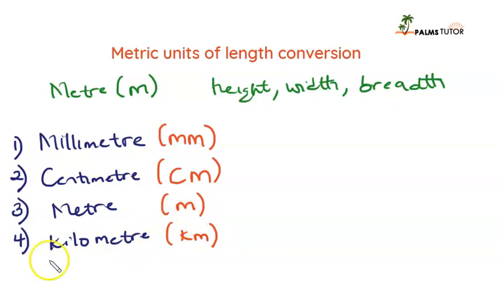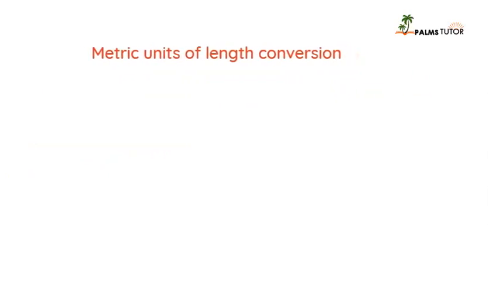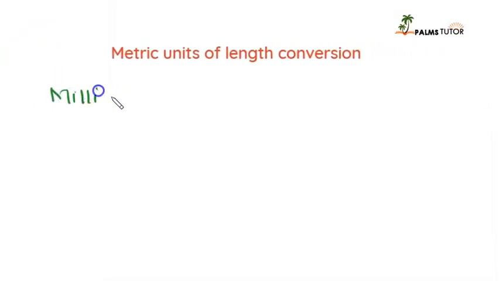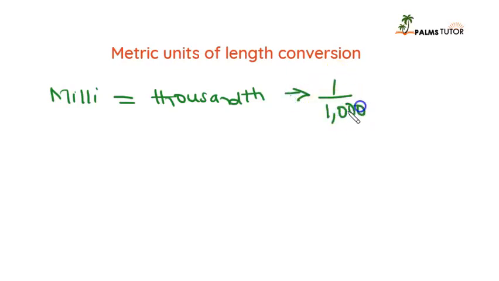Being able to convert from one of these to another requires that you know what these prefixes before the meter mean. In this lesson, I'm going to explain what these prefixes mean. Now we have the millimeter. Milli itself means thousandth, not thousand, which means 1 over 1,000. So millimeter is 1,000 times less than a meter, because it means dividing by 1,000.